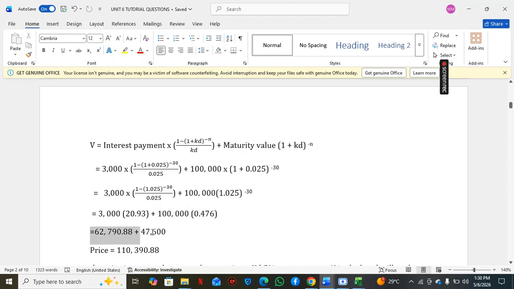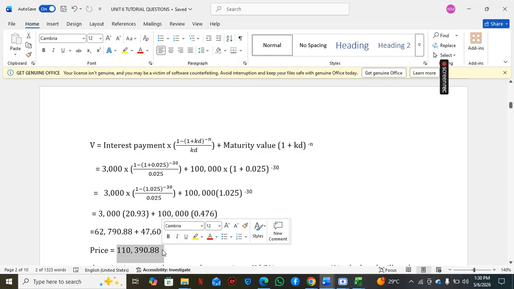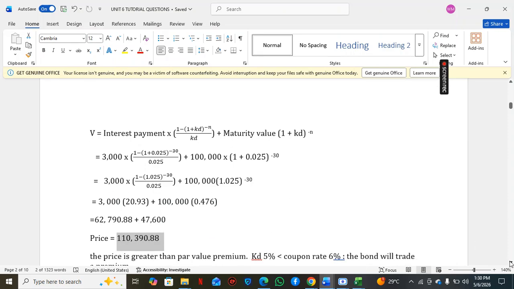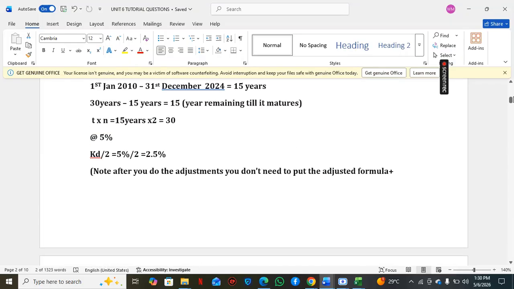You add these two together and you get the price of the bond, which is 110,390.88. So this is how much you must pay for this bond. Okay. Then also the question asks, is the bond selling at a premium, at par, or at a discount?